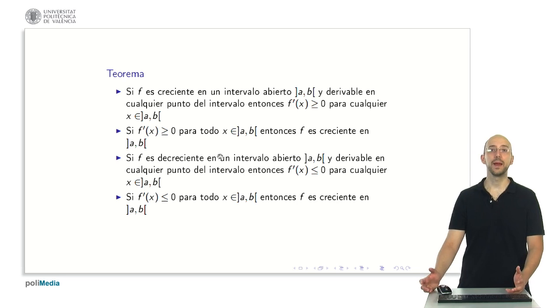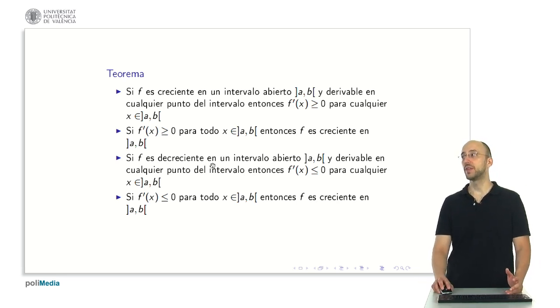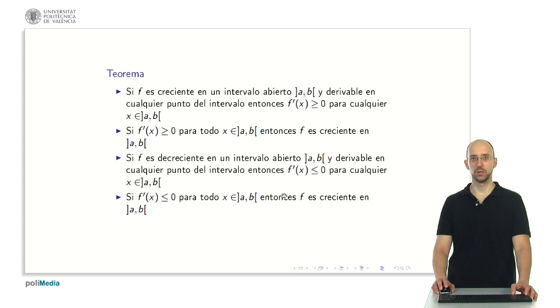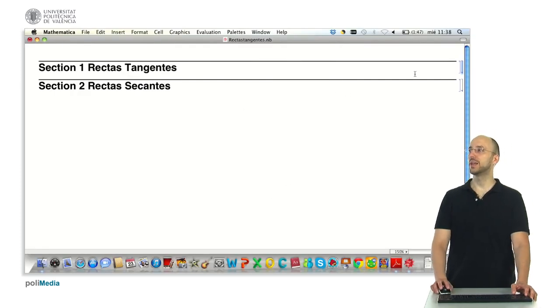For decreasing functions, it's the same principle. If f is decreasing, assuming it's differentiable at every point, then the derivative is negative. If the derivative is negative, the function is decreasing. Does that concept make sense? Why do we analyze growth and decay using the first derivative? Let's recap for a moment. In a previous session, you learned about the tangent line.